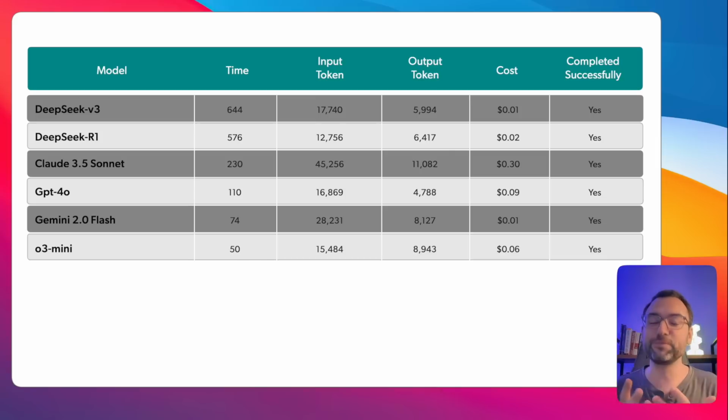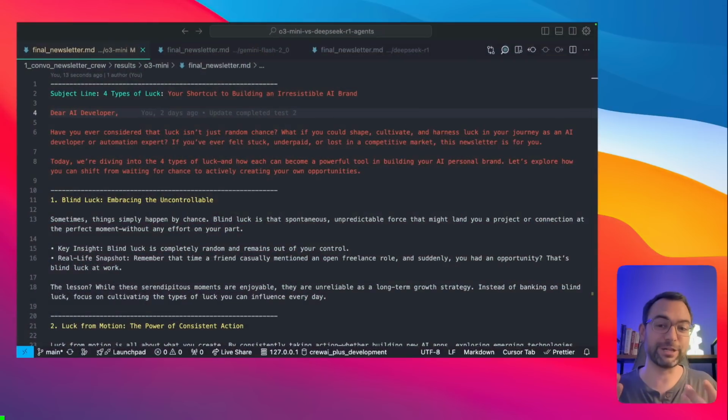All right, guys, so I'm super excited to show you what these agents were able to do when it comes to building a newsletter that followed a ton of super specific instructions. And just for a little bit more background, the input for this was, hey, please write a newsletter that talks about how you can use the 4 different types of luck to build your own AI personal brand to attract opportunities to you. So that's what I wanted to write about.